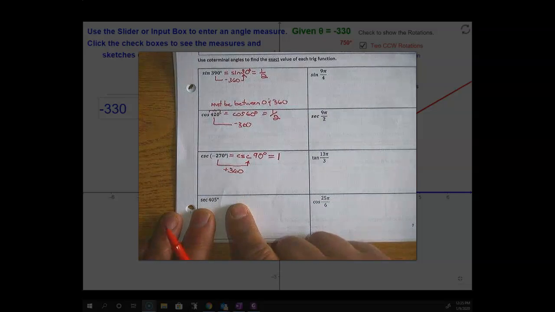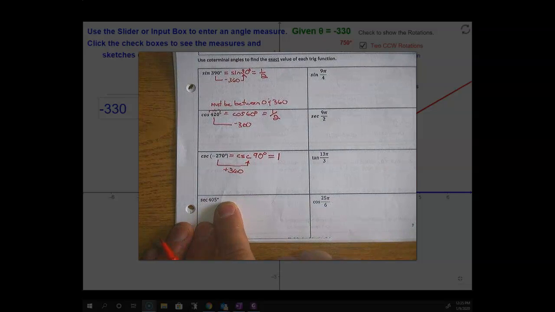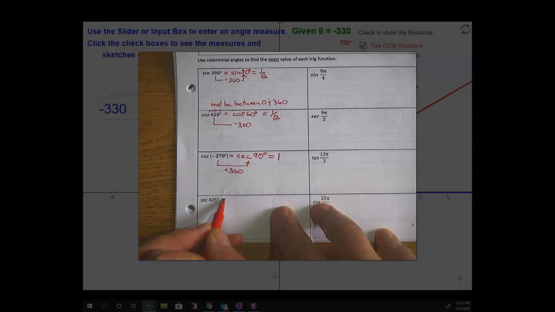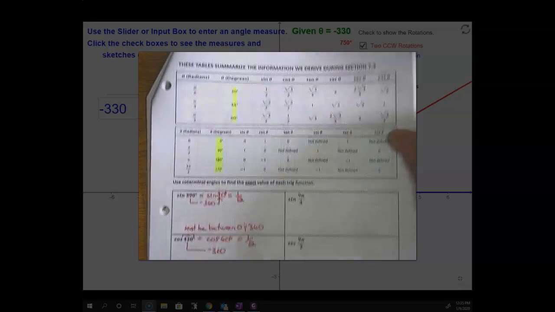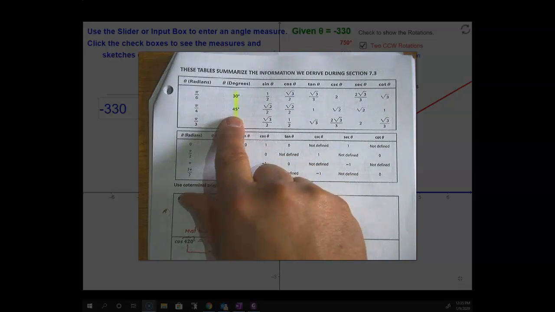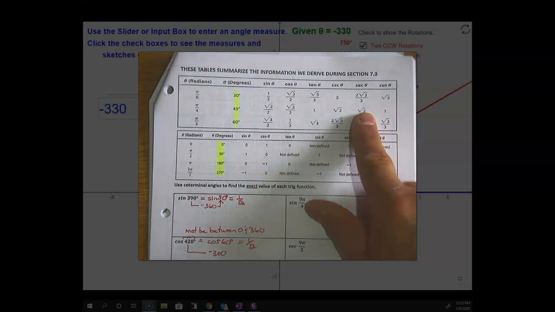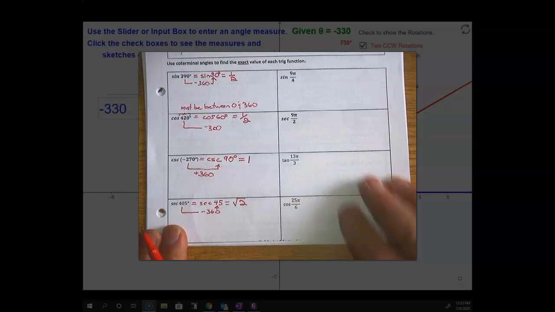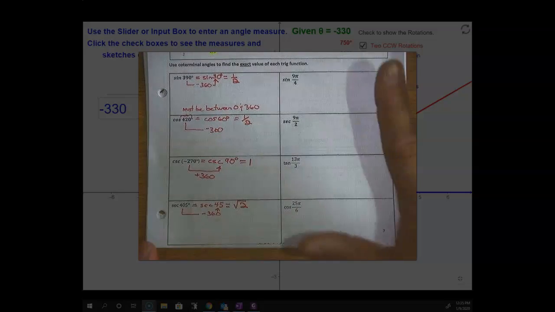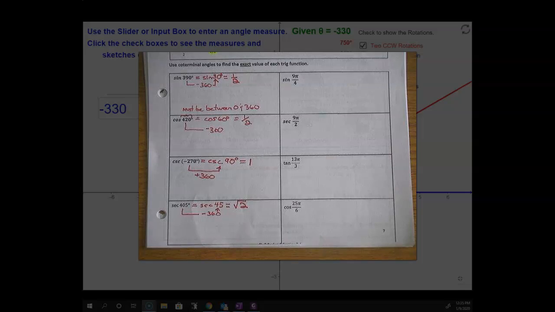All right, and then finally, secant 405. That's too big. So I'm going to subtract 360. And that is 45. And I have an exact value for that. Let's see, 45 secant root 2. Okay, so like I said, degrees is really straightforward.